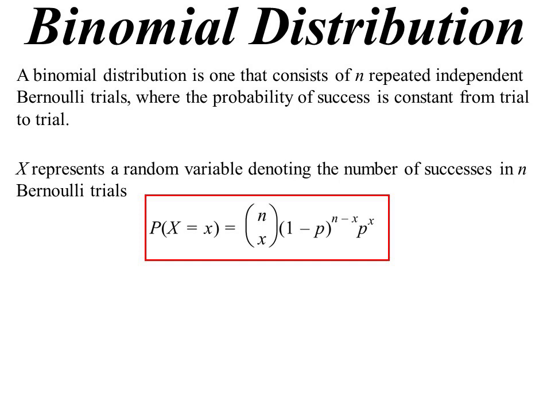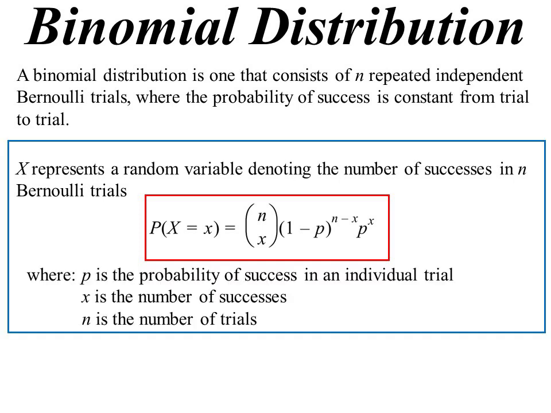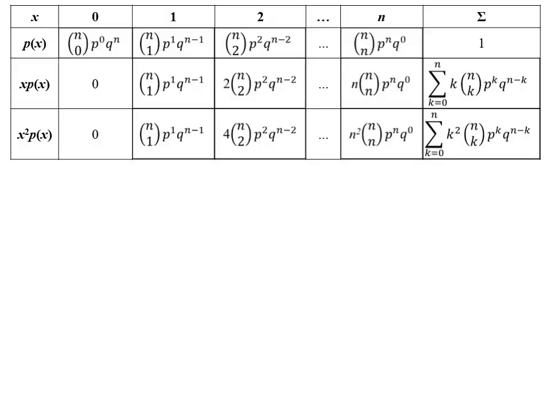nCx, probability of happening to the power of x, probability of not happening to the power of n minus x. p, probability of success, x is the number of successes, n the number of trials. As I say, exactly what we just saw in binomial probability. Well, let's now draw up a distribution table. Let's go and find our expected value and variance for a binomial distribution.